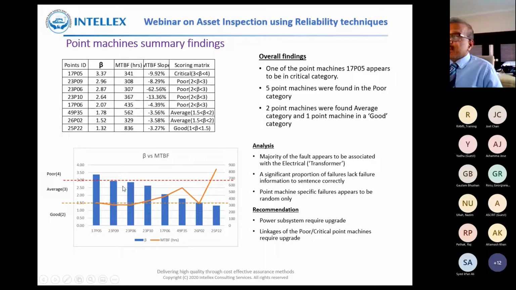And you can see we have given a simple graph on how we have done the beta value where it exceeds. The majority of the failures were electrical issues, transformer. Then the lack of failure information: in many cases, the failure information was lacking. Then the point machine specific failures appear to be random, because the greater number of failures is not that frequent. Then we recommended the upgrade, and also the linkage of the point machine needs to be upgraded for all the point machines.